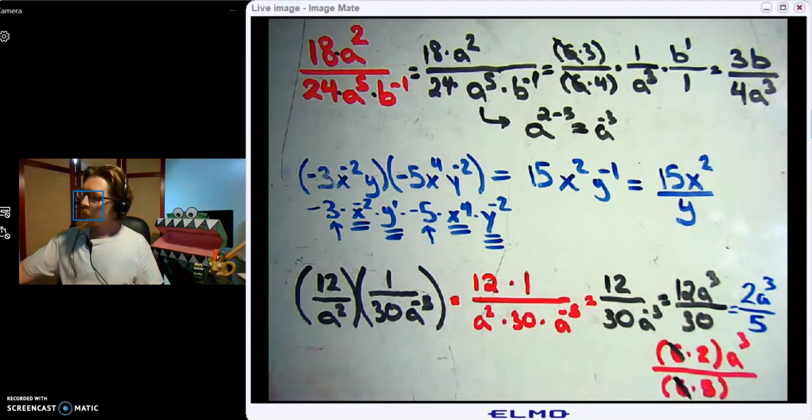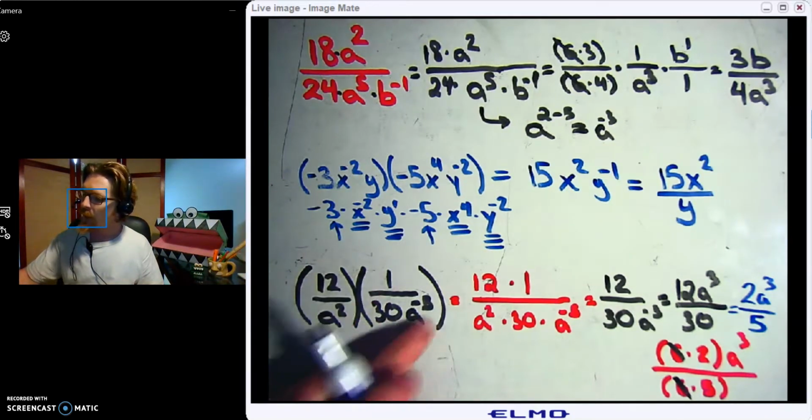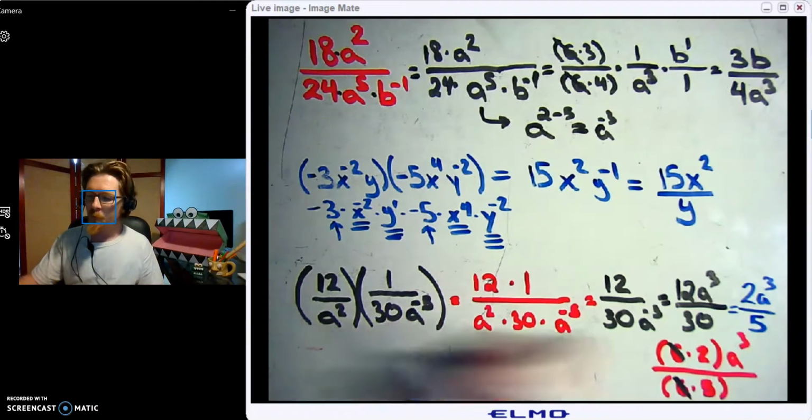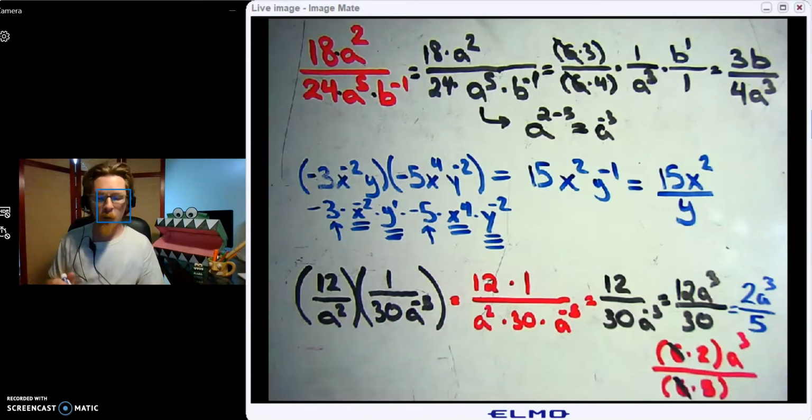So in the end, 12 over a squared times 1 over 30a to the negative 5th can be simplified as 2a cubed over 5.